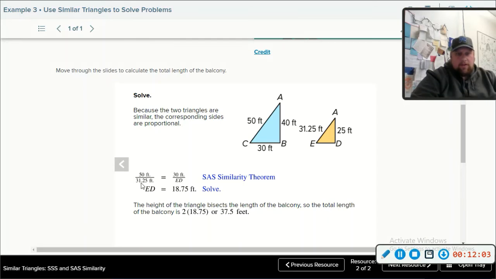We're just going to say 50 over 31.25 equals 30 feet over ED, or x, however you want to call it. And then we calculate that our ED is 18.75 feet. Here's the deal. The height of the triangle bisects the length of the balcony, so the total length of the balcony is actually 2 times that, which is 37.5 feet in total. Boom, that's a good problem.